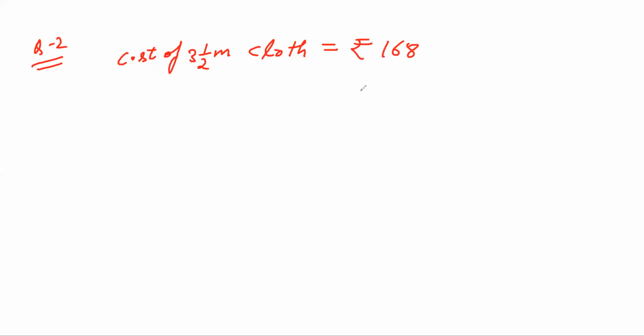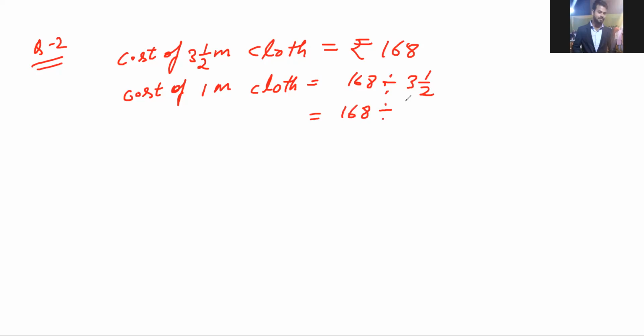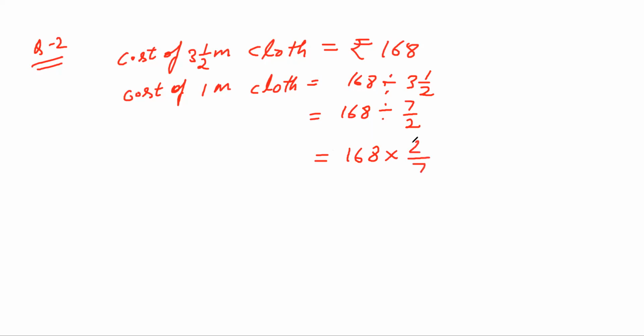So first we will find the cost of 1 meter cloth. So divide 168 by 3 whole 1/2. Okay. So the answer is going to be 168 divided by, 3 twos are 6 plus 1, 7/2. So 168 multiply 2/7. Okay.